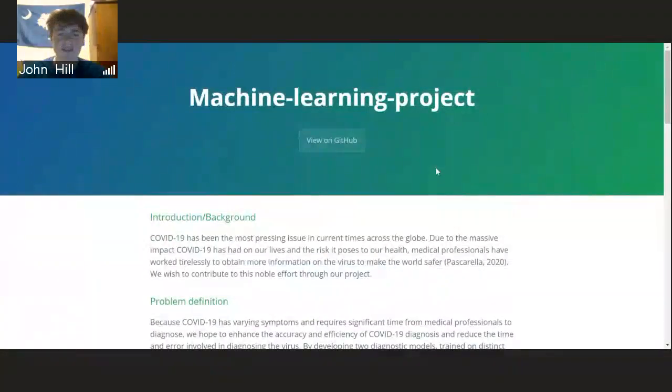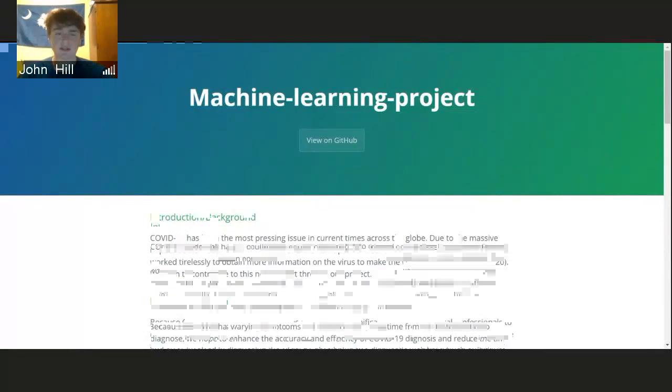COVID-19 has been the most pressing issue in current times across the globe. Due to the massive impact COVID-19 has had on our lives and the risk it poses to our health, medical professionals have worked tirelessly to obtain more information on the virus to make the world safer. We wish to contribute to this noble effort through our project.